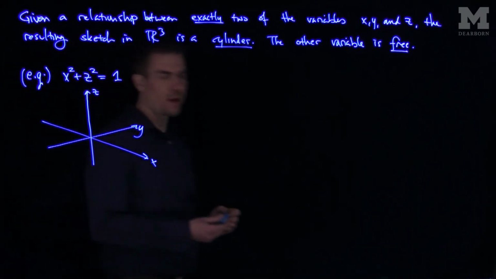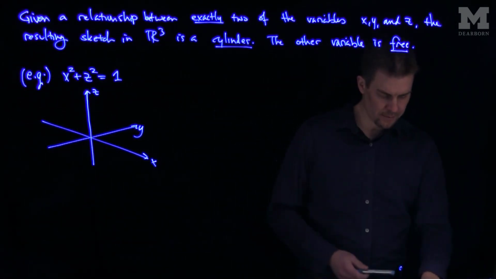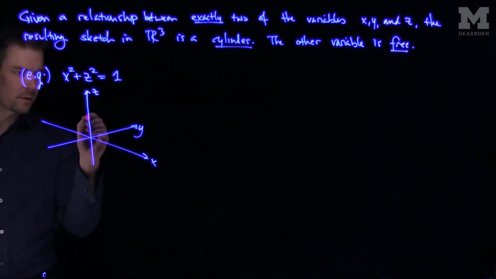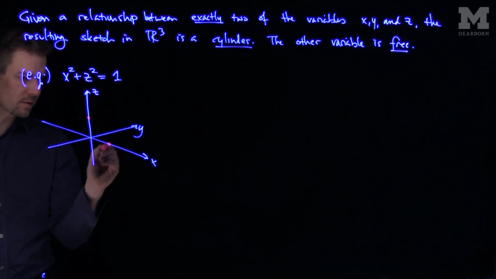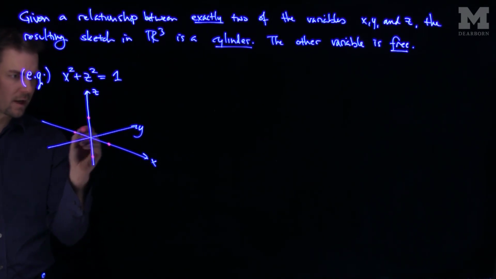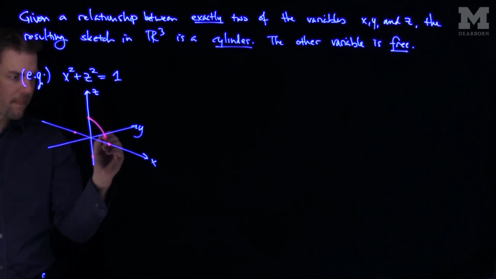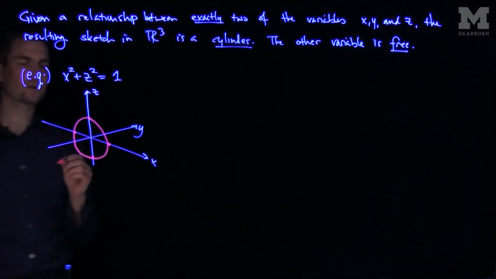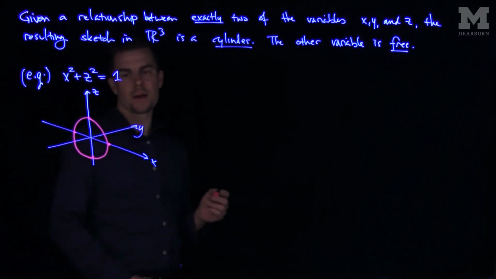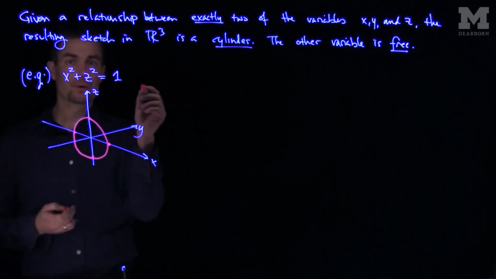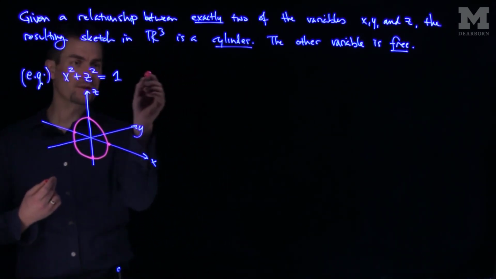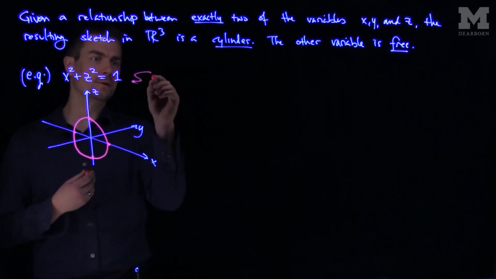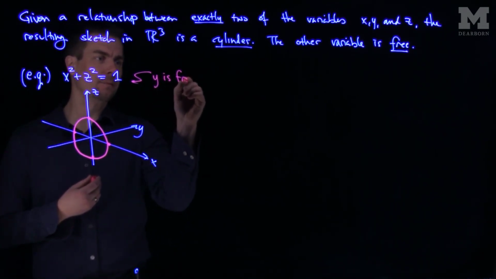If I look at the xz plane, I see I have the unit circle in the xz plane. So what I could do is put those points right here, and draw the unit circle. So I've drawn the unit circle in the xz plane. And now, this relationship is true no matter what the value of y is. As long as x squared plus z squared is equal to 1, y can be whatever it wants. Y is free in this problem.